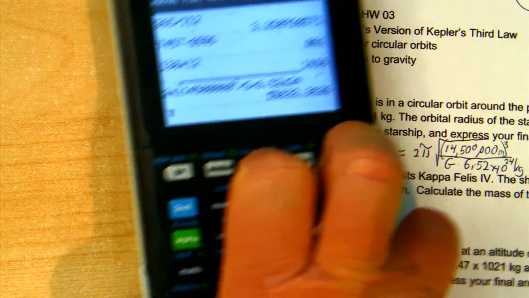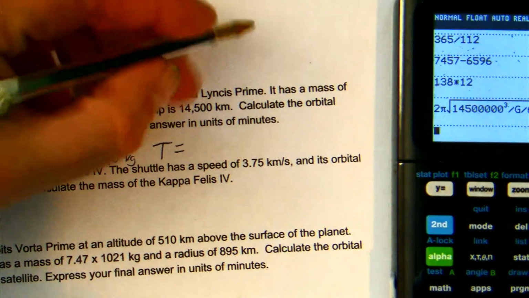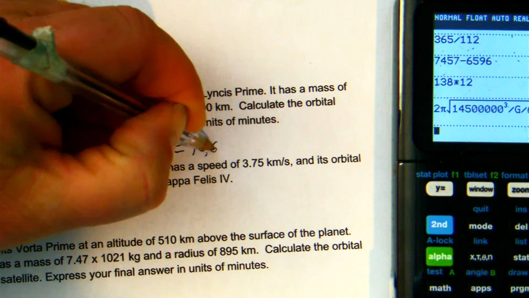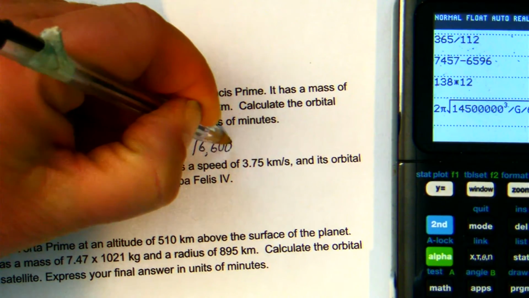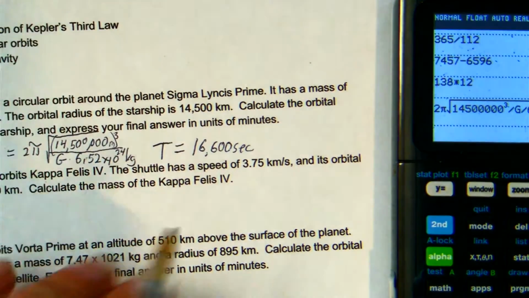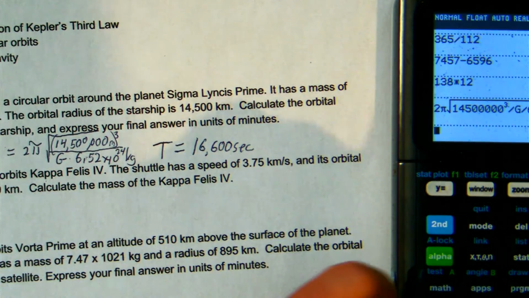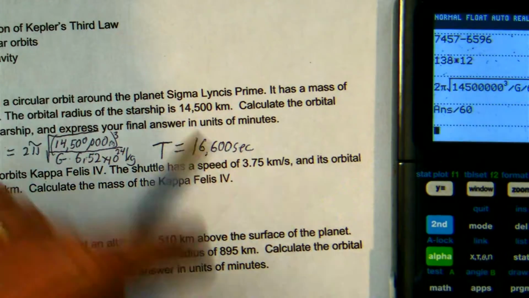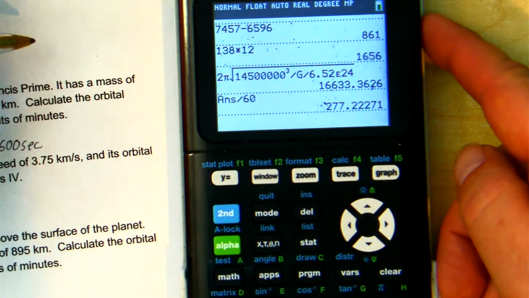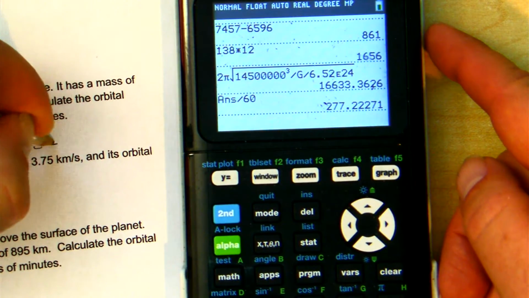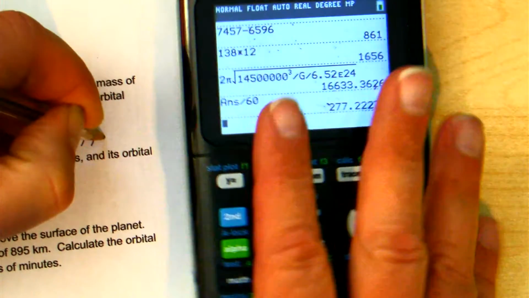16,600 seconds. To express that in minutes, I would divide that by 60. And that works out to be 277 minutes. Ta-da!